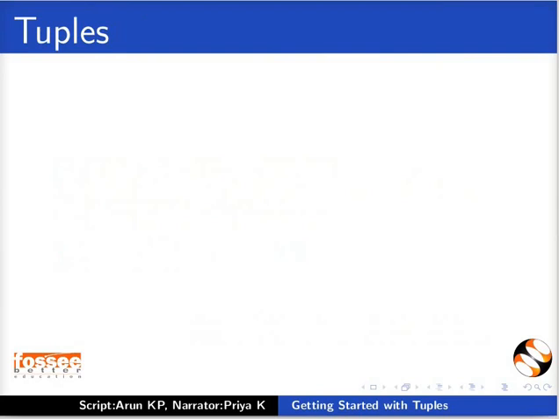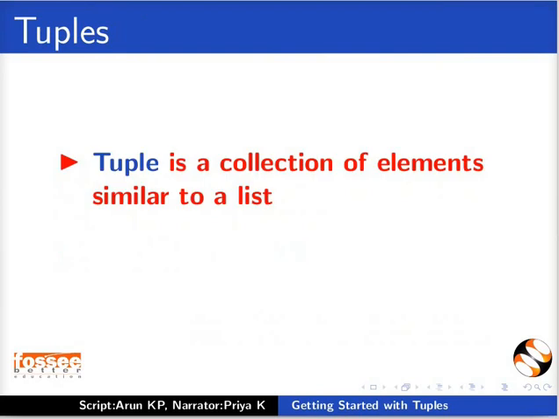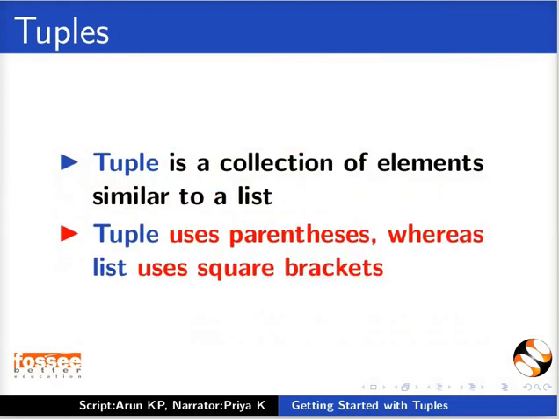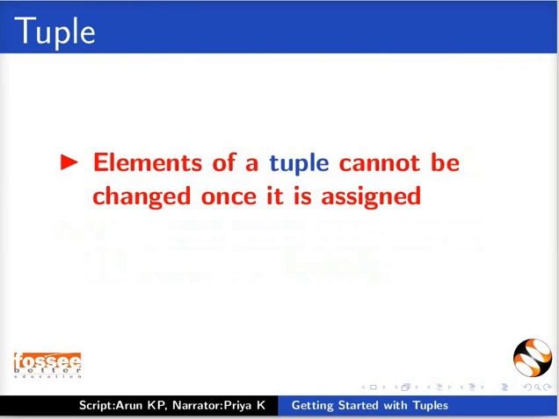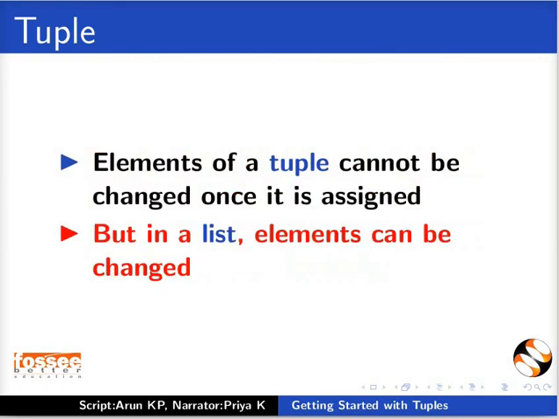First, we will learn about tuples. Tuple is a collection of elements similar to a list. Tuple uses parentheses, whereas list uses square brackets. Elements of a tuple cannot be changed once it is assigned. But in a list, elements can be changed.